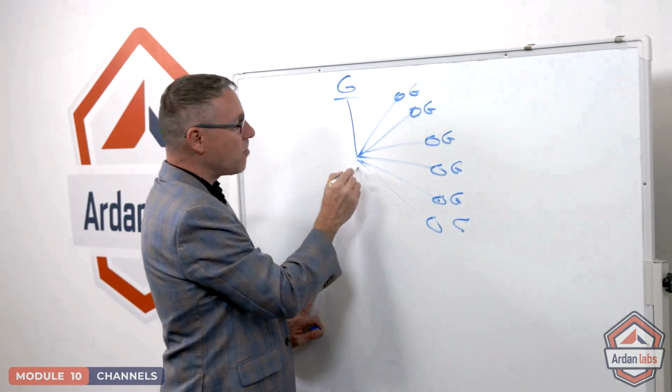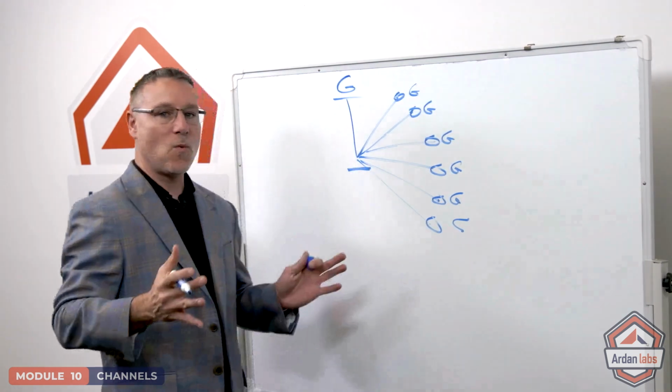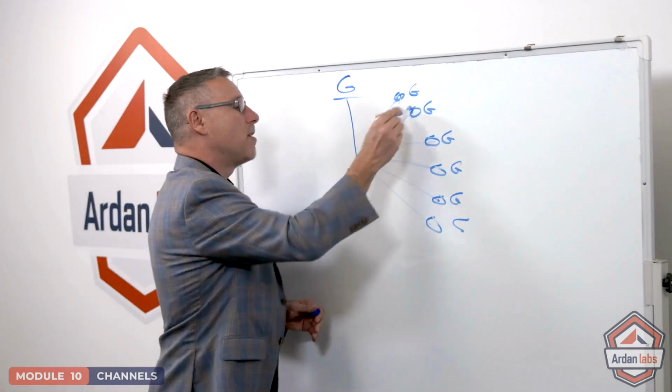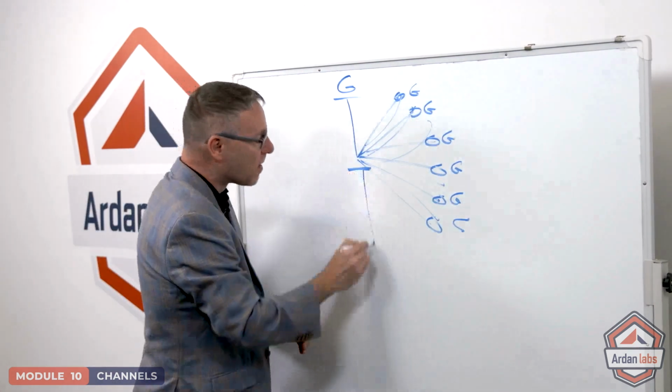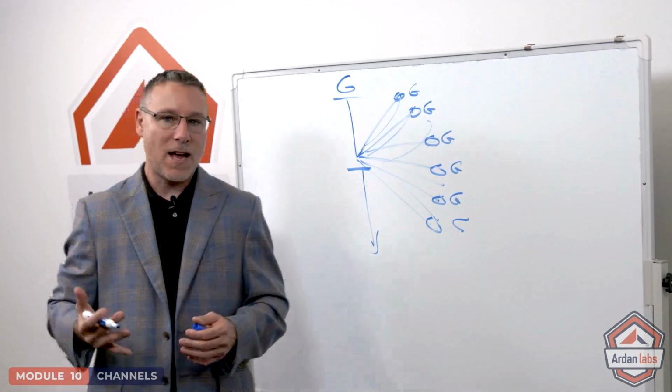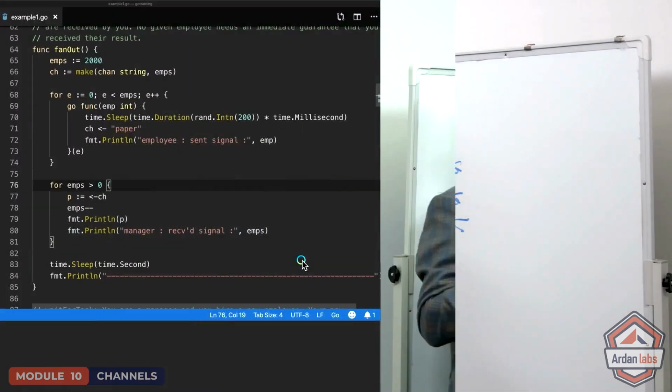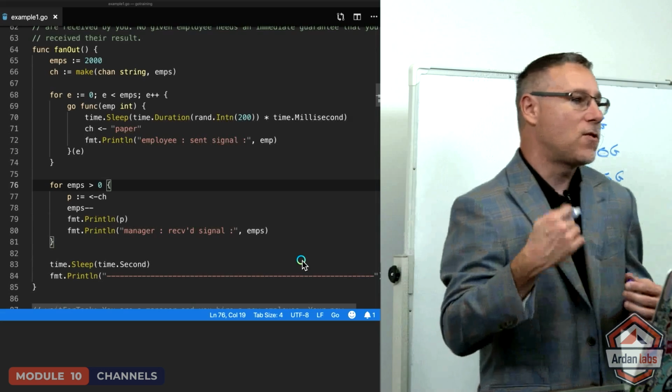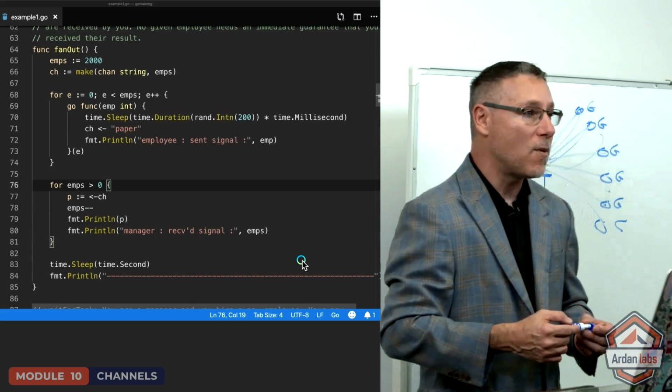And then here's our point of guarantee. We're going to wait for all that work to come back. They're going to signal back when they're done, and then we get to move on. So that's the idea of the fan out pattern. And in this example here, we're going to have 2,000 pieces of work that we want to do.